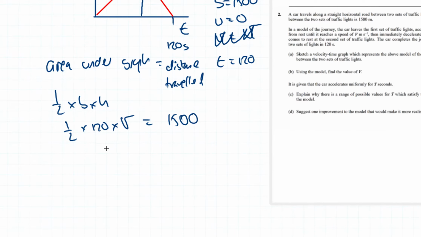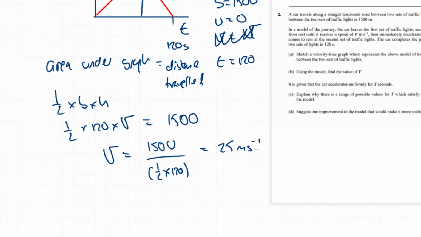All we do here is then rearrange. So v is equal to 1,500 divided by a half times 120, which if you plug into your calculator gives you a value of 25. So v is equal to 25 meters per second.